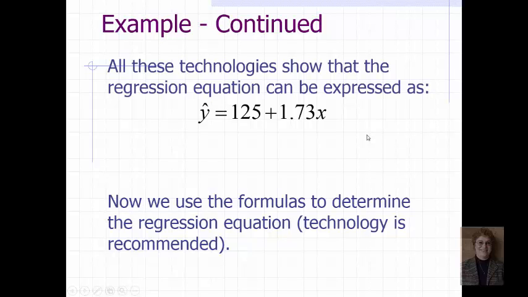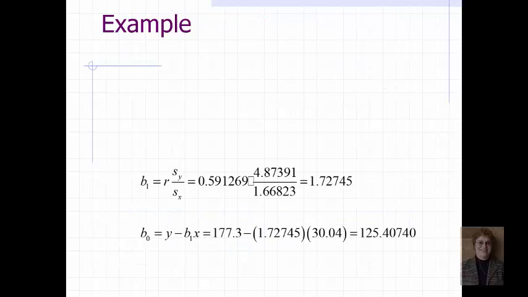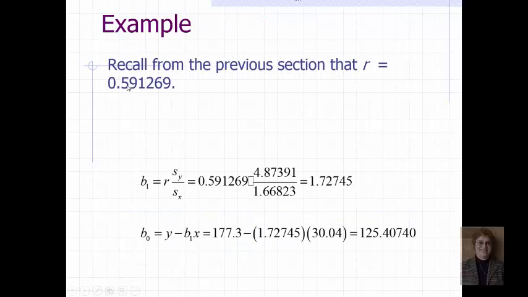Let's go back and look at the formulas. We're going to get the same numbers, but I just want you to see how they work. Remember that r was 0.5912. Here we have our r, our standard deviation of y, our standard deviation of x, and you can see we get the slope of the line. And then we take the mean of y minus the slope times the mean of x, and we get 125, which is what we got using technology.